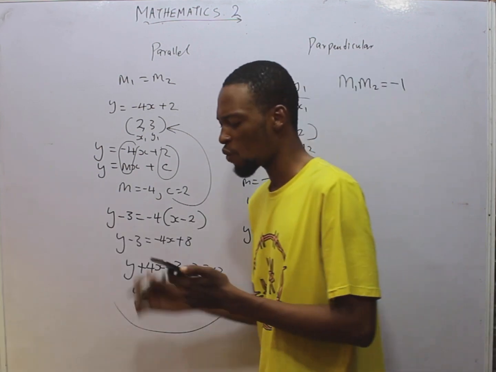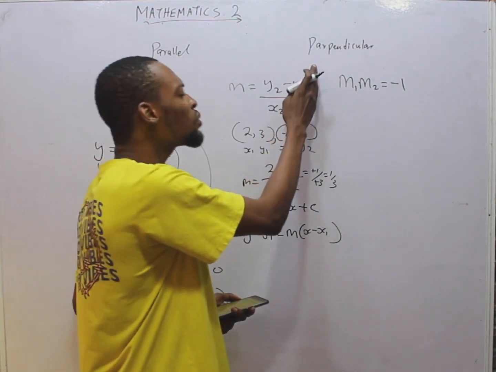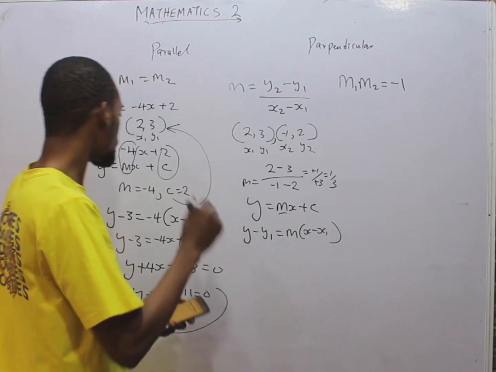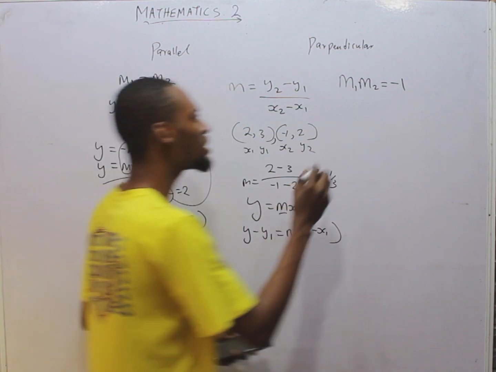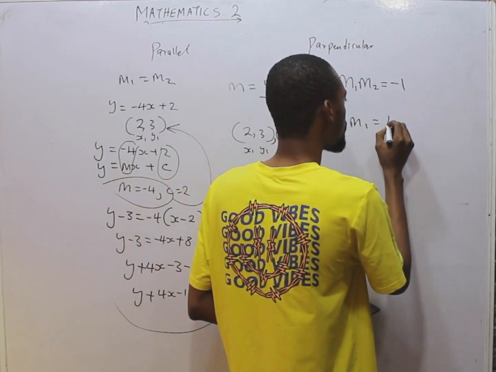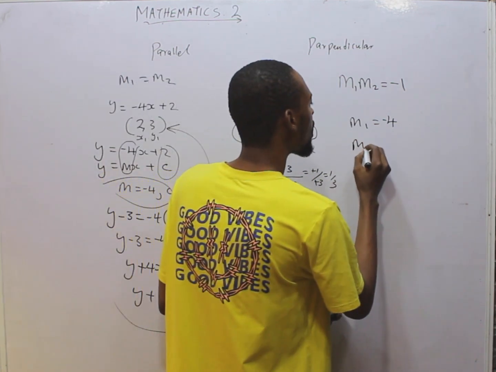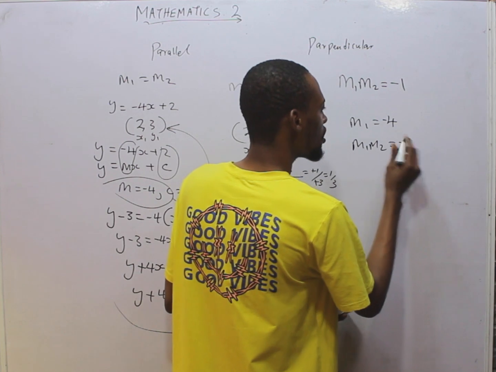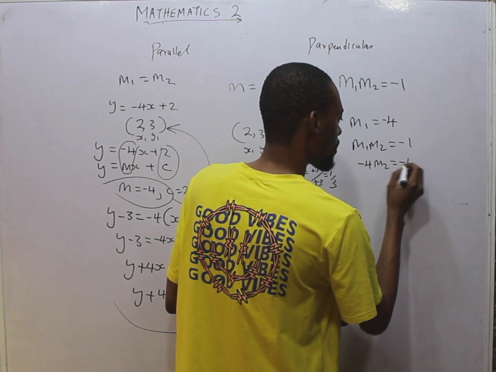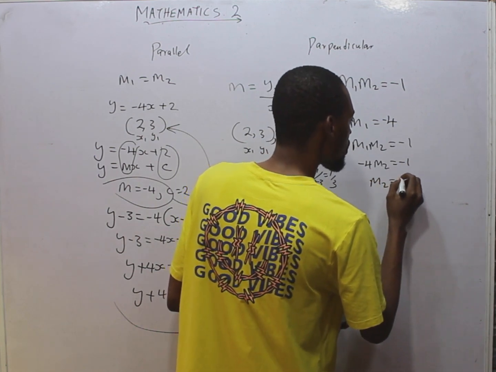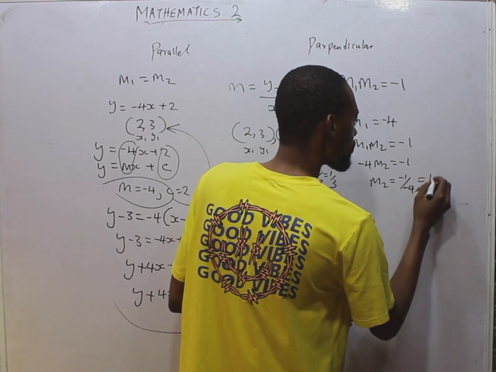Look at something. What if they had said perpendicular to the other line? If it were perpendicular, this is the only thing that will change. The gradient of the first line is minus 4. True or false? True. So you simply say m1 is equals minus 4. For perpendicularity, it is simply m1 m2 is equals minus 1. So since m1 is minus 4, m2 is equals minus 1 over minus 4. This is equals 1 over 4.